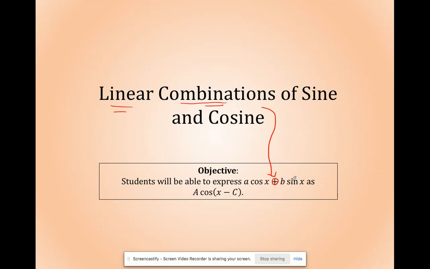That is a linear combination, and I want to be able to turn my linear combination into one expression in terms of cosine. That's my goal of today.